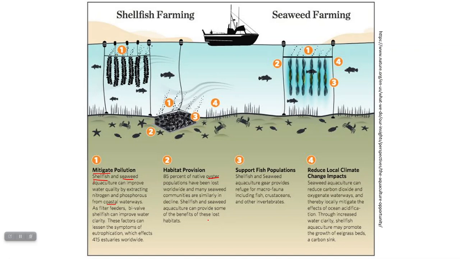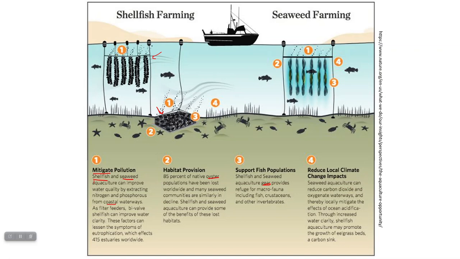Like I said, it can provide habitats for species that used to live in naturally occurring oyster populations or seaweed communities, if they're not extinct yet. And then the gear that you use, like these hanging racks that you see here, or some cages, can provide habitats for other fish, crustaceans, and invertebrates that will live in there. And then they can take out carbon dioxide and add oxygen to the water.